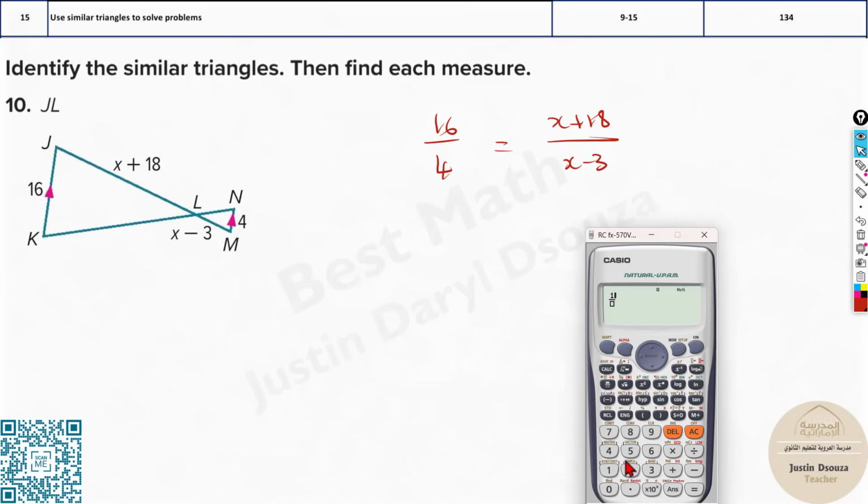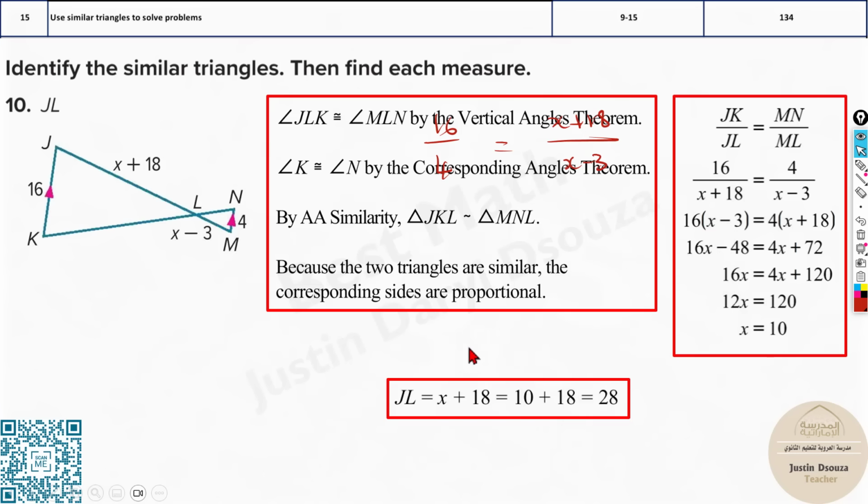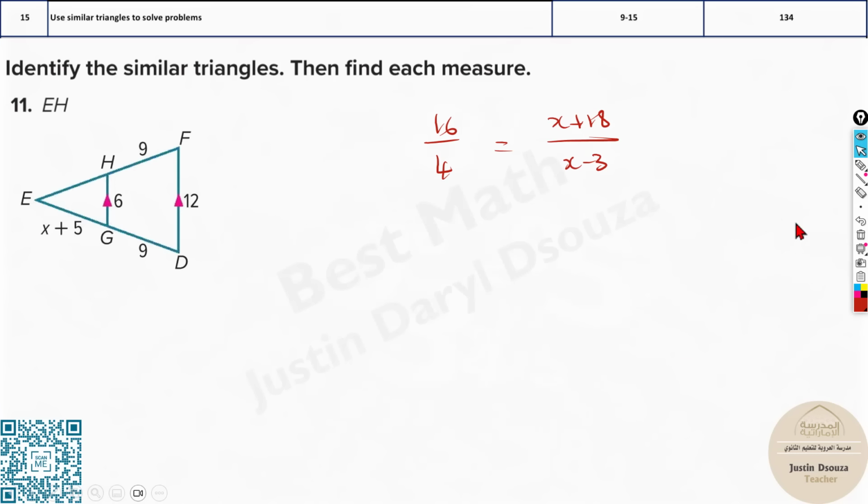All you need to do is 16 divided by 4, that is 4 itself, answer over here. But let's write in fractions as it is. And we have x plus 18 divided by x minus 3. Shift and solve, then press equal to, you get the answer 10. So the answer over here is 10. But now that is x value, then add 18 to it. Again, I forgot JL, add 18, it'll be 28. So that is the answer. JL is 28.